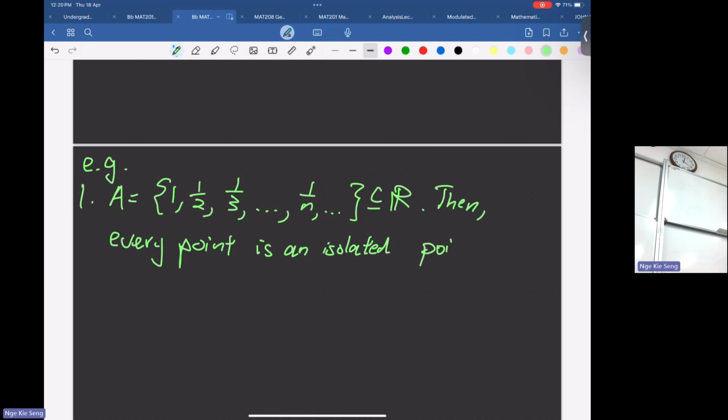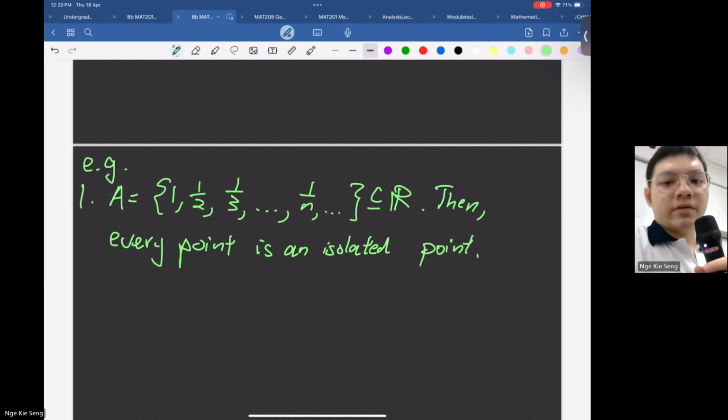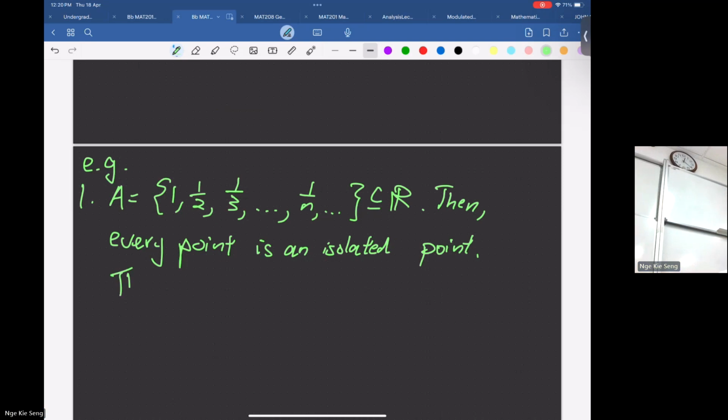And what are the limit points here? 0. Okay, so 0. Why? How to prove it?